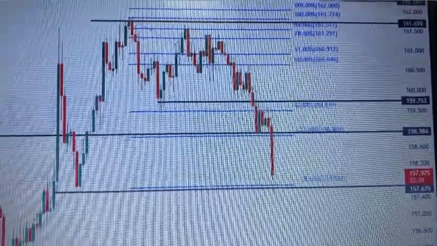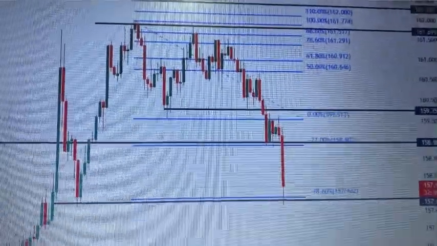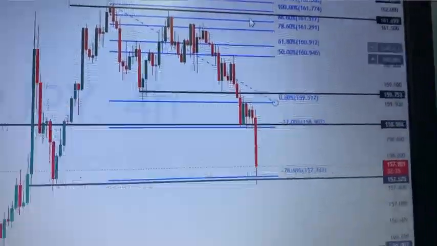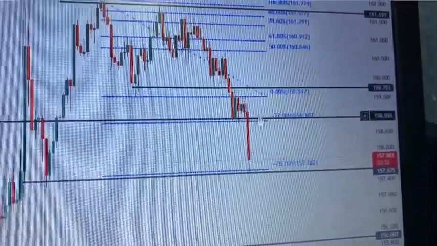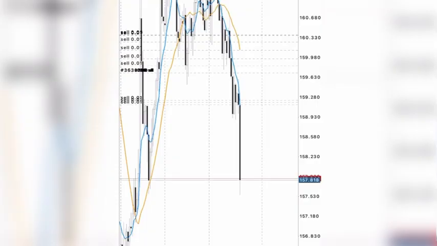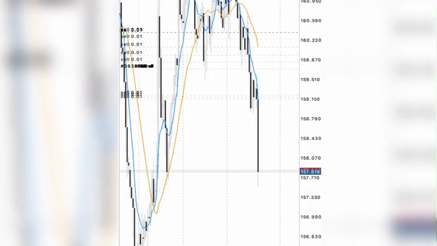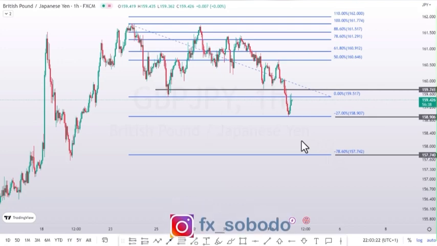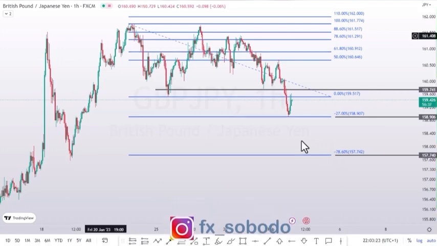Just subscribe. So guys, now you see, this was the analysis I told you of. Now our first TP got smashed, second TP got smashed. So basically, this is how you enter, place your stop loss and exit point by just using Fibonacci.